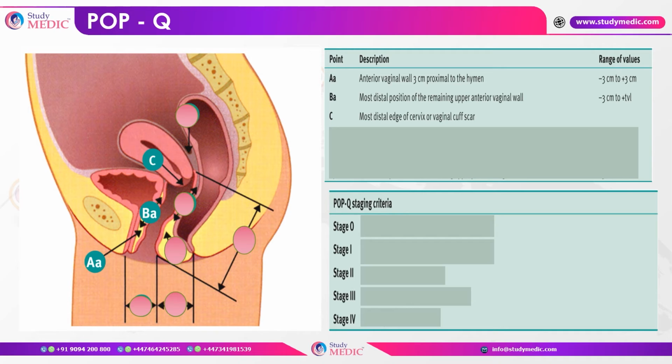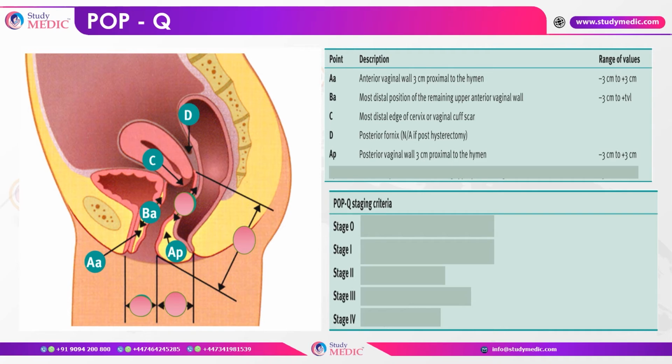And next you have point D. So this is the posterior fornix. It would be absent in anyone who has undergone a hysterectomy. Then you have point A sub P, which corresponds to point A sub A on the anterior vaginal wall. So this is on the posterior vaginal wall. Again, it could measure -3 to +3 centimeters.